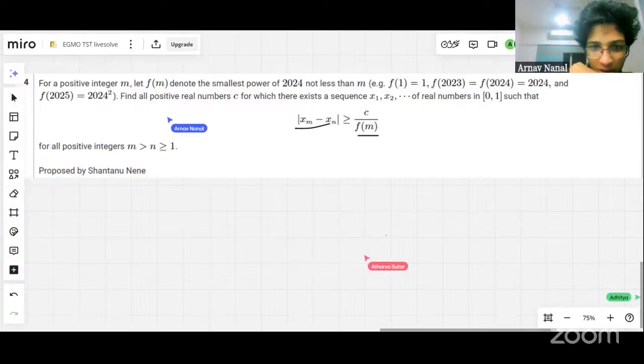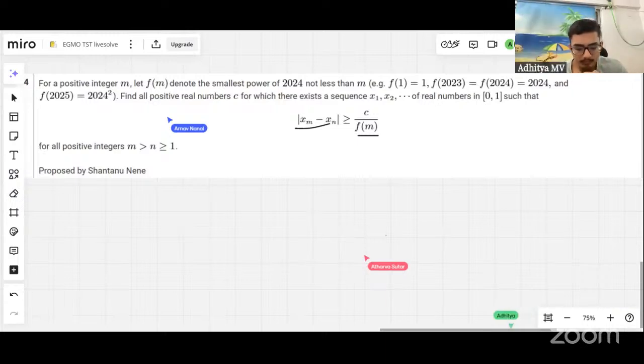I don't think monotonic will be a condition. Maybe not. Because numbers after M can be close to M. Numbers before M have to be farther from XM. Yeah.